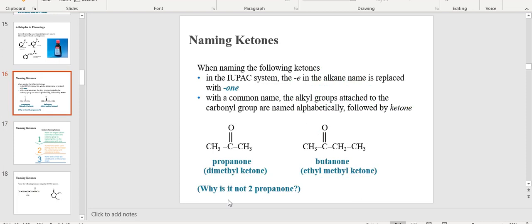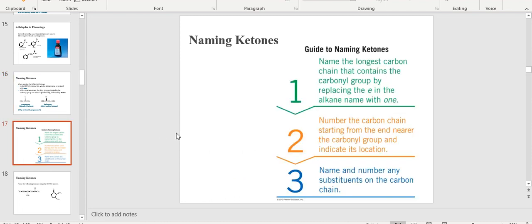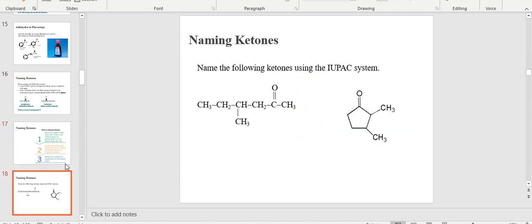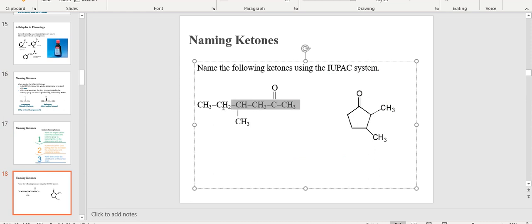Just to go back here, why is it not 2-propanone? I think we've gone over that. So just be careful of your numbers. I like that question right there. Yeah, we've gone into that. Have a look at these names here. Again, same kind of thing. Find your longest chain. 1, 2, 3, 4, 5, 6. So you're looking at 2-hexanone.